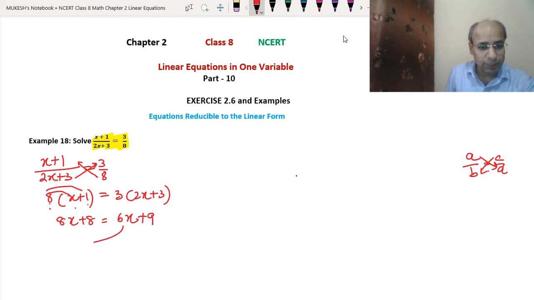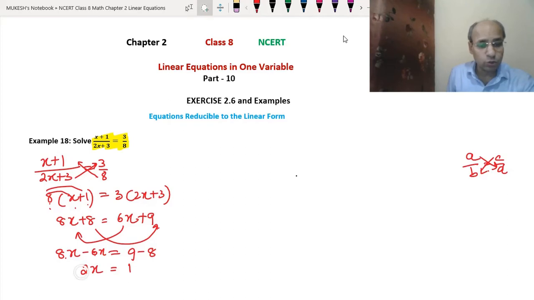Now 6x we will take to the left hand side, and 8 we will take to the right hand side. So we get 8x minus 6x, because it is plus here, it will become minus on the other side, equal to 9, and this plus 8 will become minus 8. So 8 minus 6 is 2, so we have 2x. 9 minus 8 is 1, so we have 1.